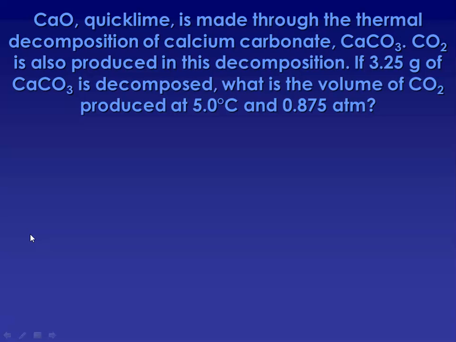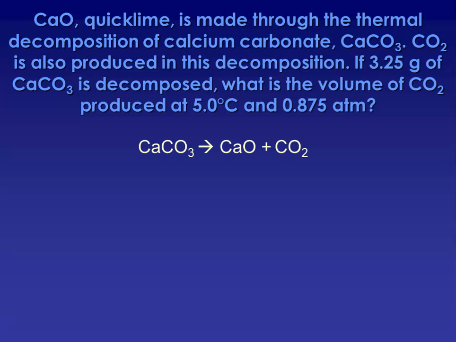So here we only have one gas in this example. Calcium oxide, also known as quicklime, is made by decomposing thermally calcium carbonate, CaCO3, and we are told CO2 is also made through this decomposition. 3.25 grams of the calcium carbonate was decomposed, and we want to know what the volume is of the carbon dioxide gas made when it's at 5 degrees Celsius and 0.875 atmospheres.